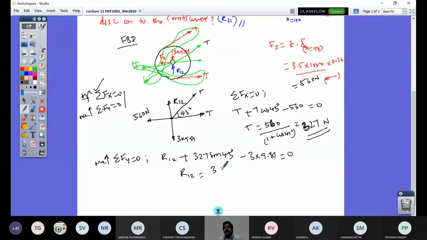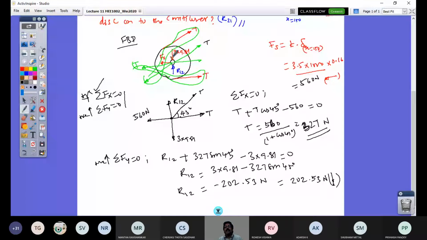So you get 3 into 9.81 minus 327 sine 45 degrees. What is it that you have? Minus 202.53 Newton. So what is the meaning of this? It is 202.53 Newton acting down. What is the reaction? So R12 is now this. The reaction offered is in the opposite direction. What does that mean?